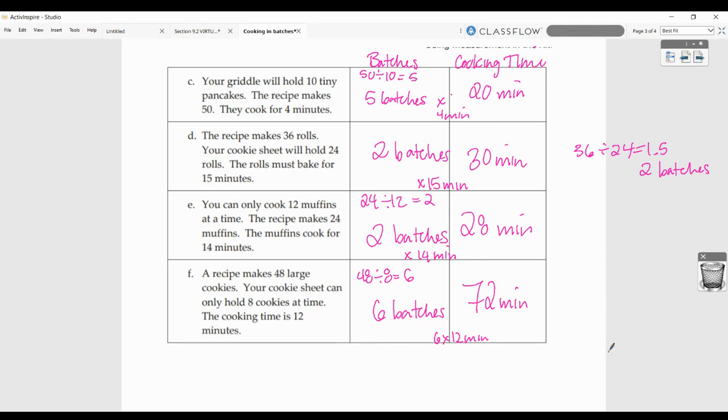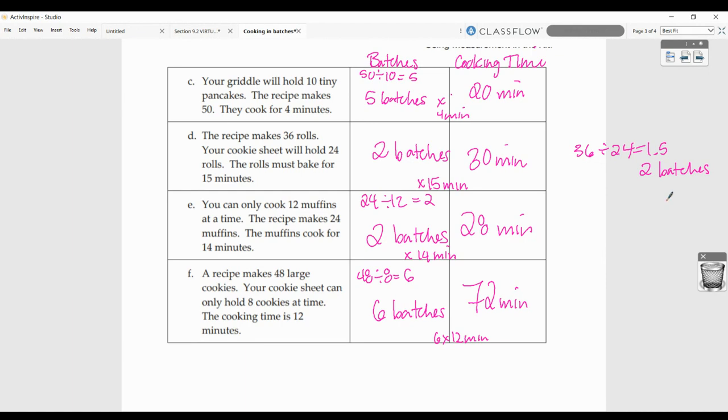So the only thing that you need to remember is, when you're figuring out your batches, if it's a decimal, just round up. Because that just means that you're going to have to do it an extra time. All right, an extra batch.